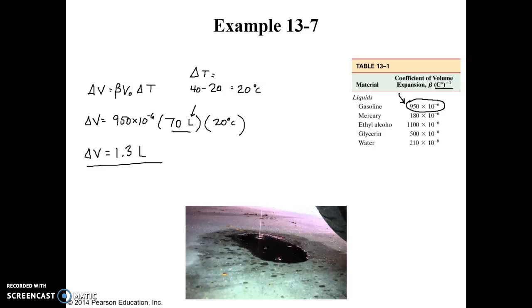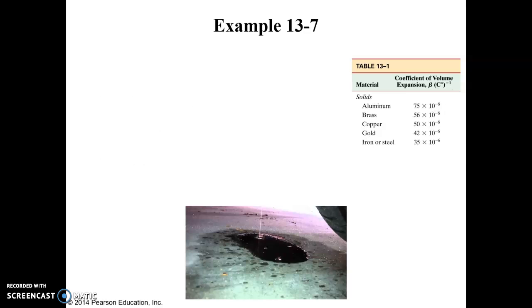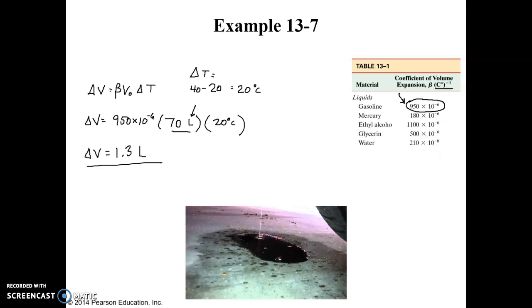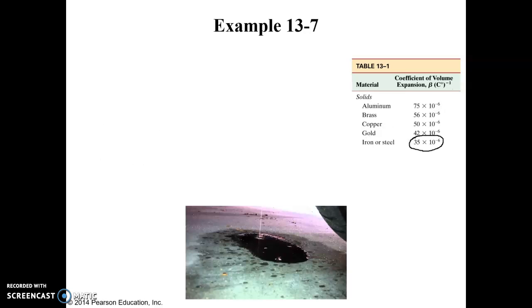Now let's take a look at how the tank itself is going to expand. If we look at solid material, steel has a coefficient of thermal expansion of 35 times 10 to the negative sixth. Right off the bat, that should indicate to us that we are going to have a potential problem here because that is less than the gasoline by a significant margin. For gasoline, it was 950 times 10 to the negative sixth versus only 35 times 10 to the negative sixth. So let's see what happens here.